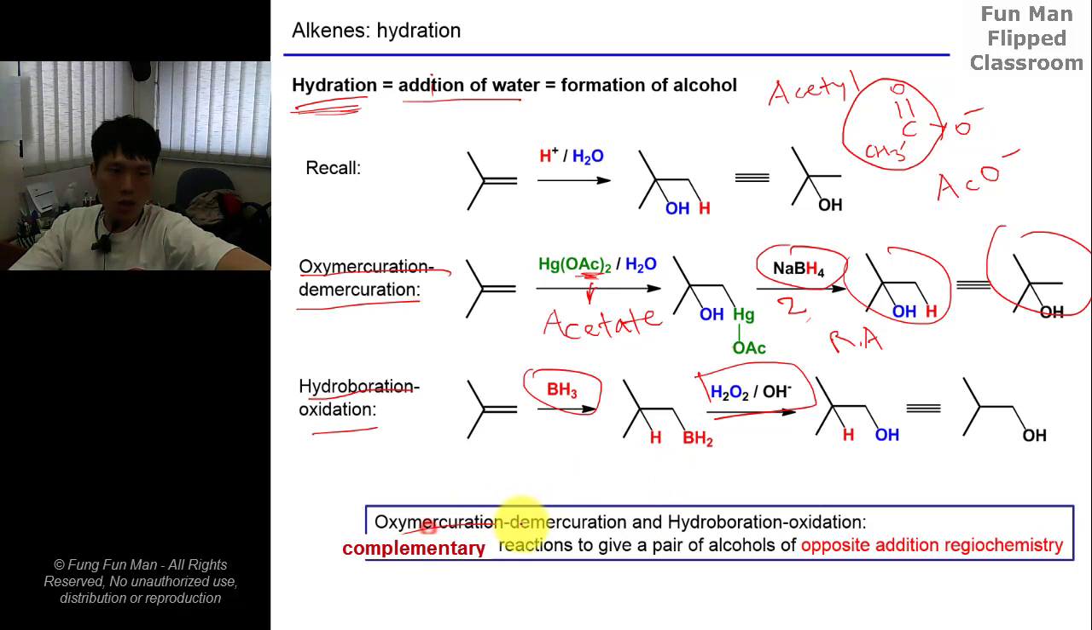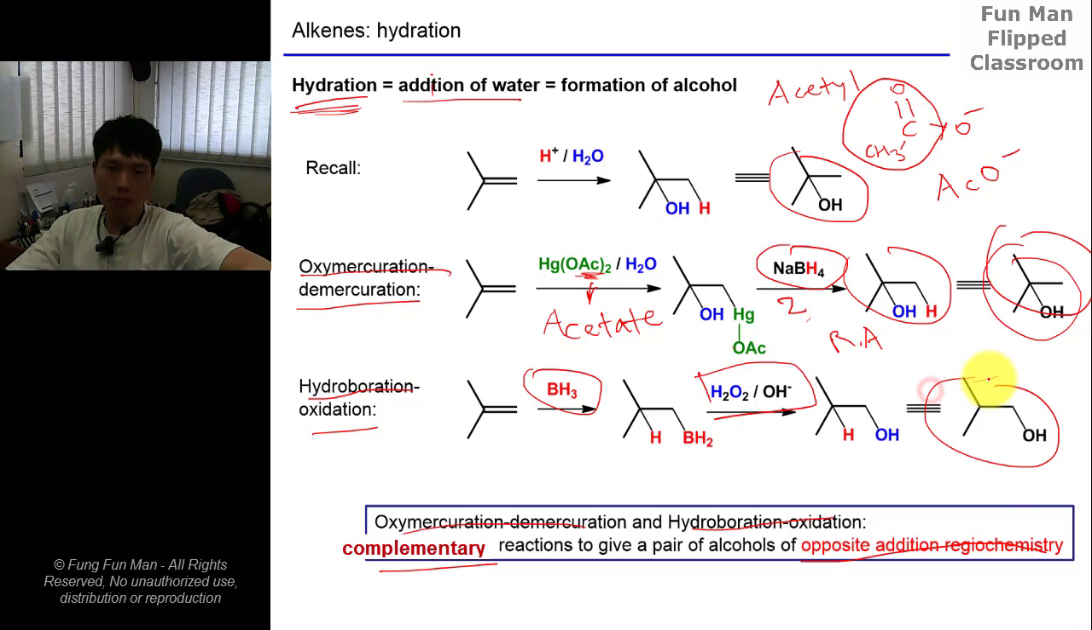So these two reactions that I just introduced to you are actually complementary reactions because they give a pair of alcohols of opposite addition regioselectivity. You see the first one here follows the normal addition of OH. But for the hydroboration, it is actually the other way of adding the OH group. Very useful in the synthesis of selective compounds.